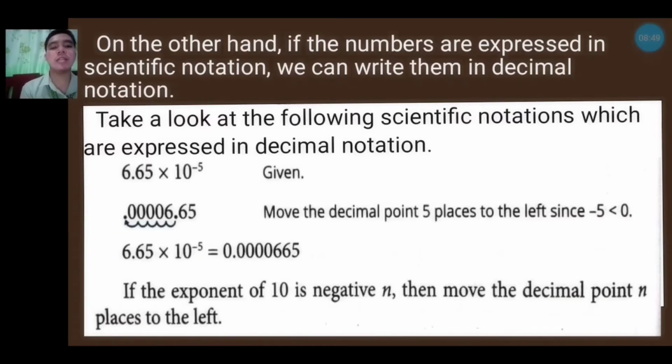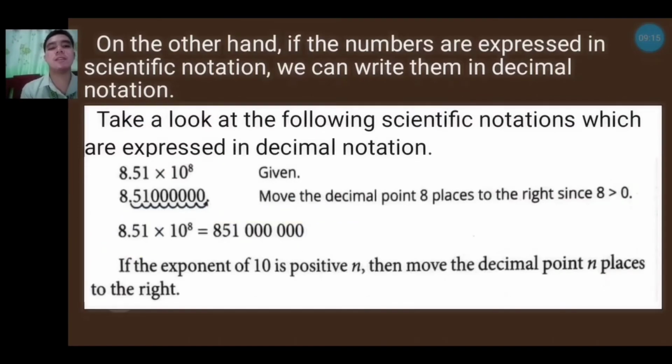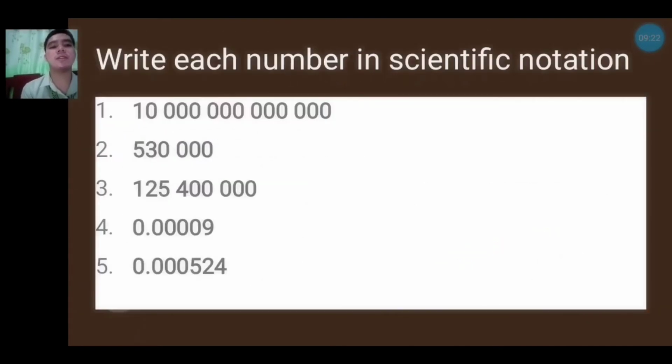Therefore, the decimal notation of 6.65 times 10 raised to negative 5 is 0.0000665. Okay, that will be the decimal notation of this scientific notation. Again, a negative exponent to the left. Okay, positive exponent to the right. That is from scientific notation to decimal notation.